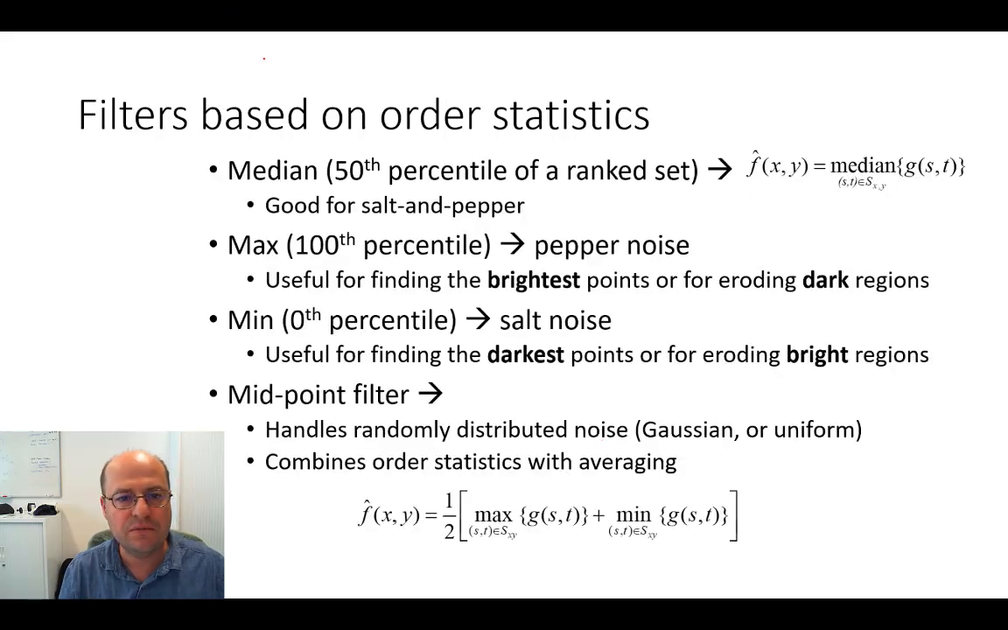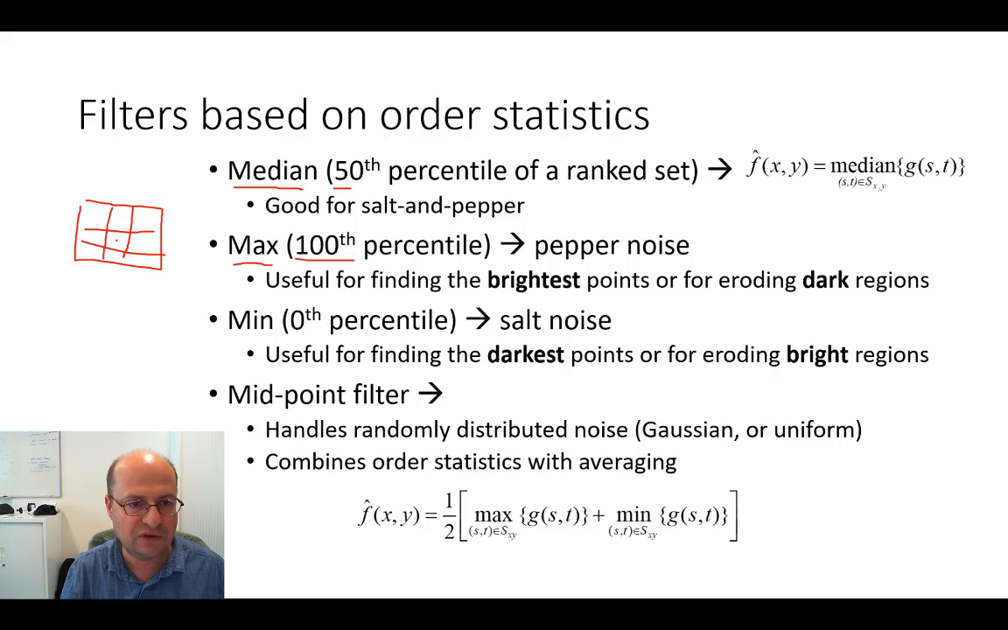So we've seen a few. The median filter is one of them, where you get the 50th percentile of a ranked set. It's good for salt and pepper noise. You have the max filter that uses the 100th percentile, which substitutes the mid pixel of a window by the maximum value of the neighborhood.